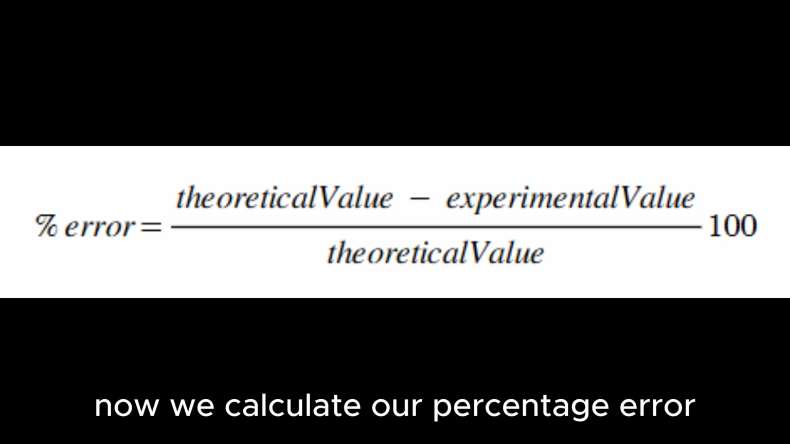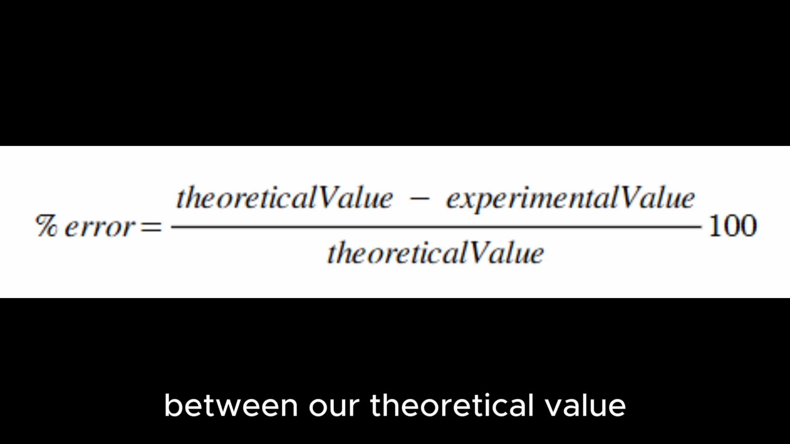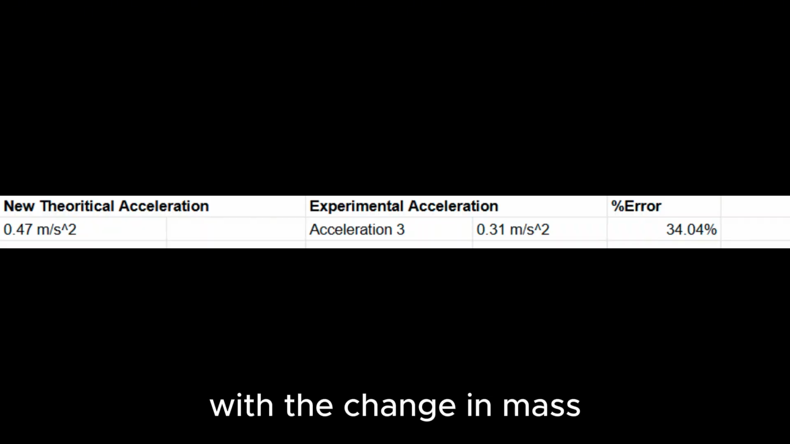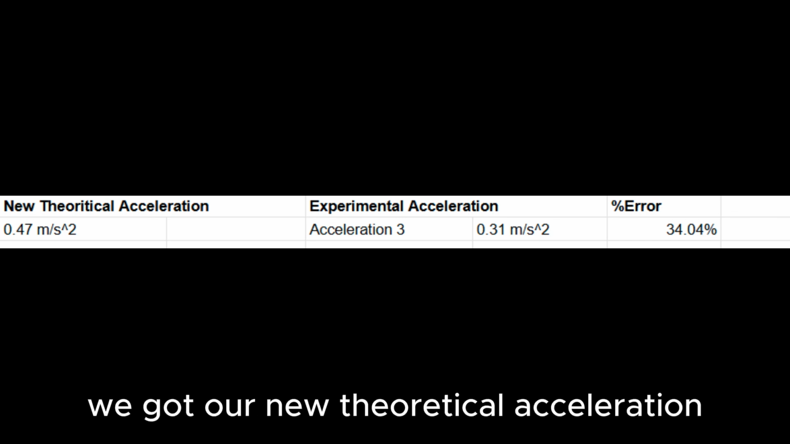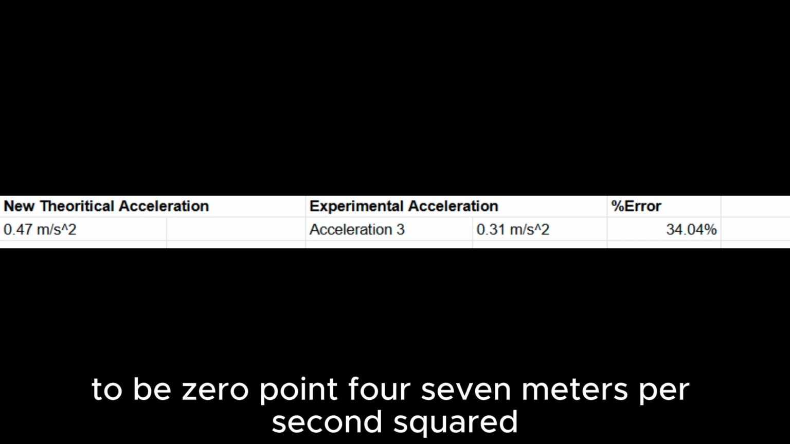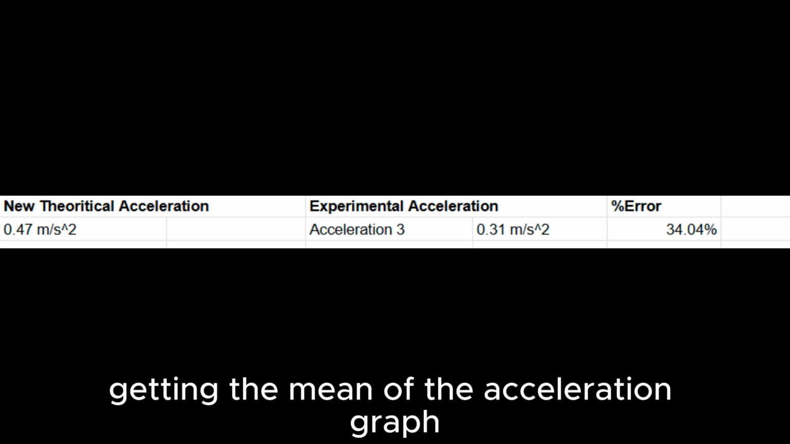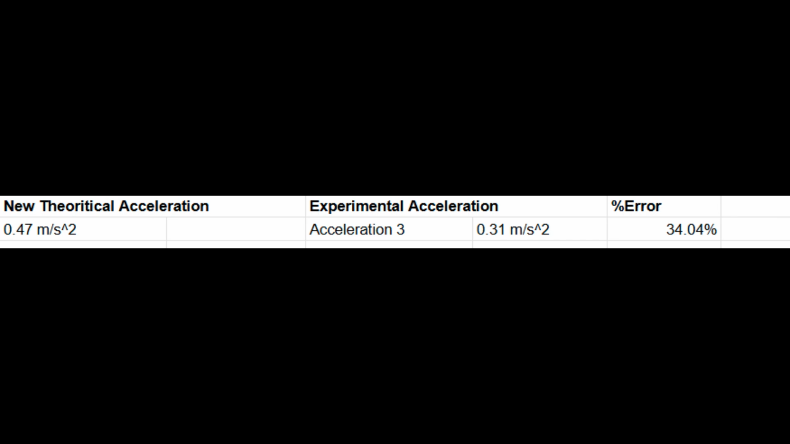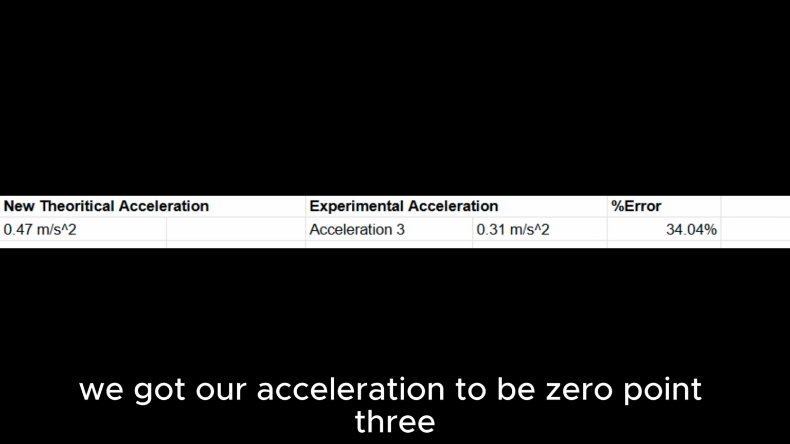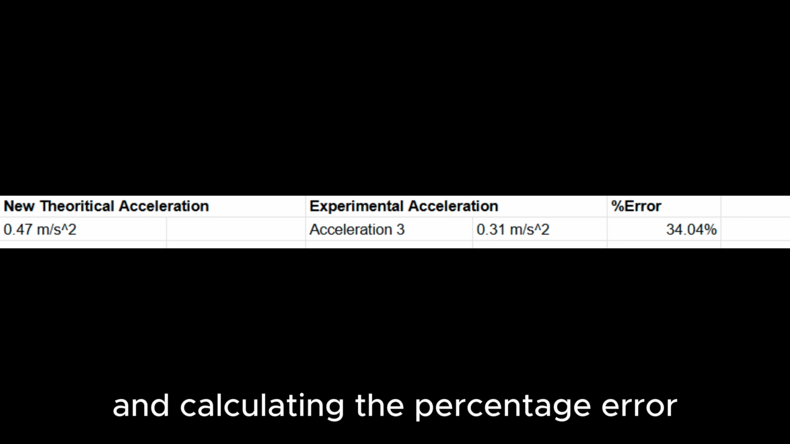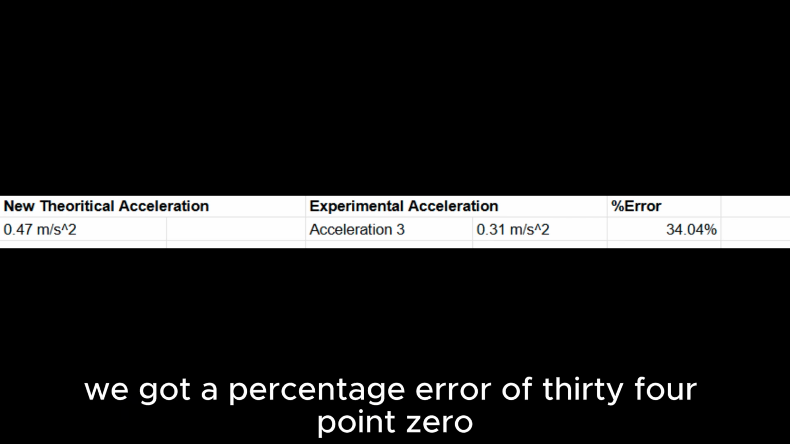Now we calculate our percentage error between our theoretical acceleration and our experimental acceleration. With the change in mass, we got our new theoretical acceleration to be 0.47 meters per second squared. During our experiment, getting the mean of the acceleration graph, we got our acceleration to be 0.31 meters per second squared. And calculating the percentage error, we got a percentage error of 34.04%.